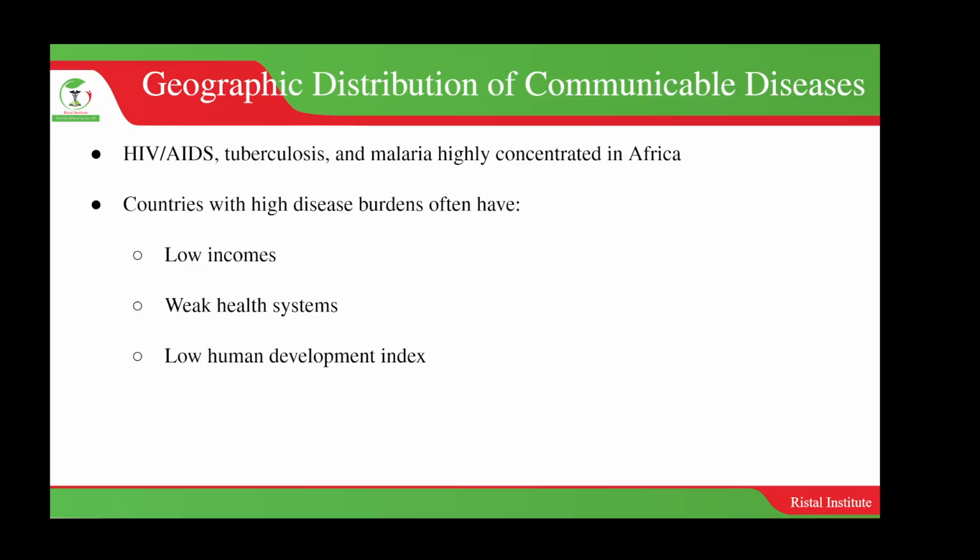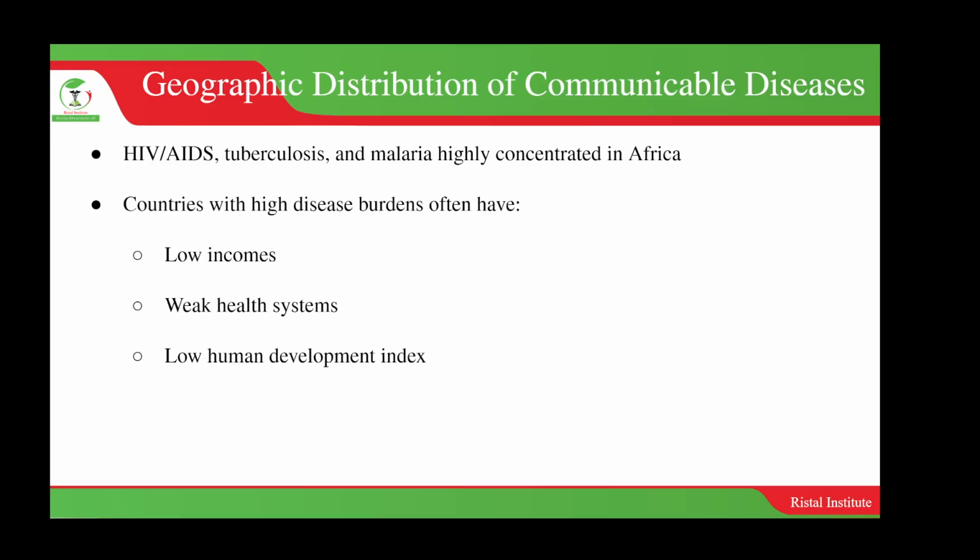And even within Africa, you have categorization of countries, where we have middle income countries, lower middle income countries, and so on. But generally, countries with low incomes have a greater burden of communicable diseases. And of course, these are usually linked: low income, weak health systems, and also a low human development index that we talked about earlier.